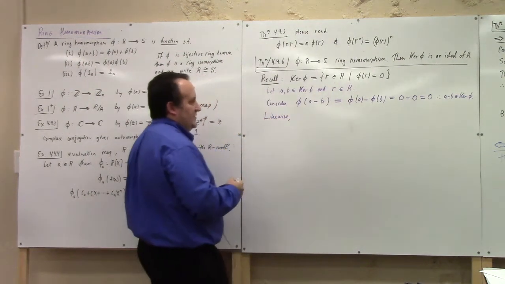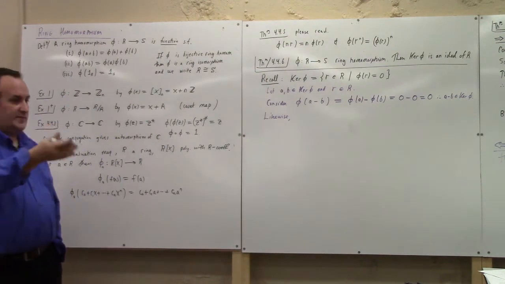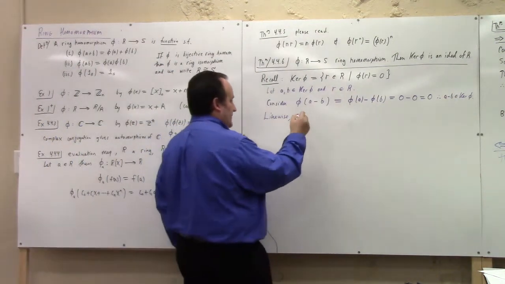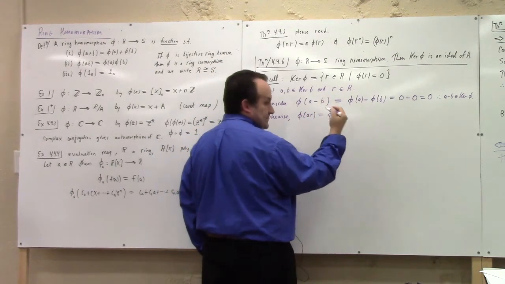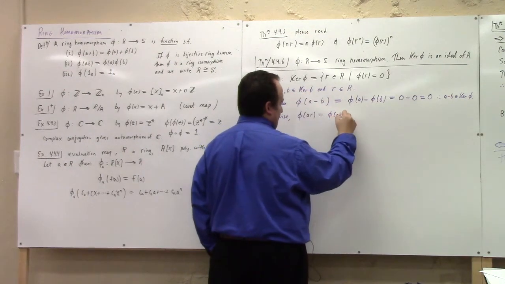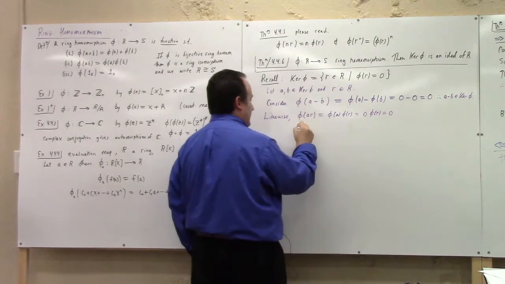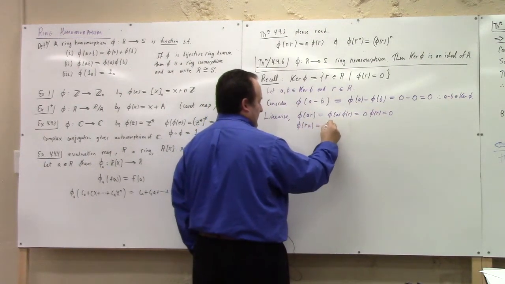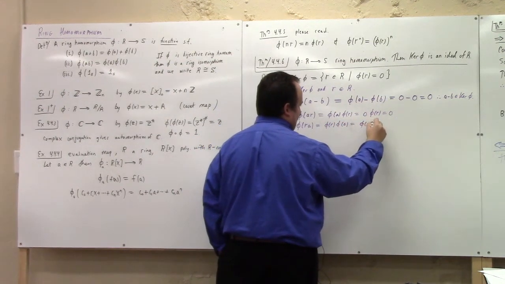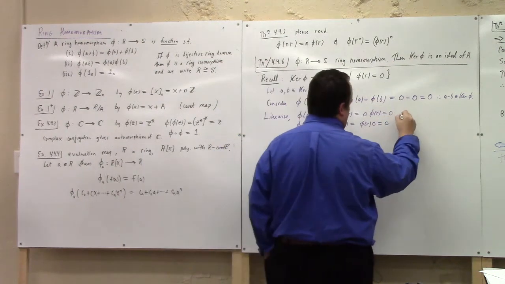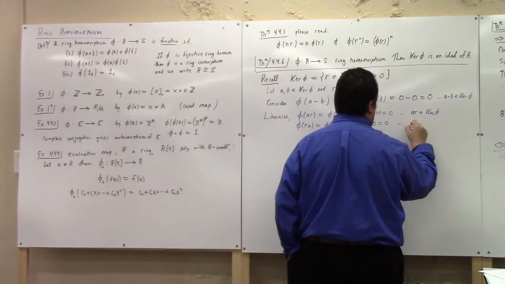To get into the kernel, you have to map to 0 under phi. That's the definition of kernel. So what about phi of AR? Well, phi A times phi R, which is 0 times phi R, which is 0. And likewise, phi of RA is phi R times phi A, which is phi R times 0, which is 0. So therefore, AR is in the kernel, and RA is in the kernel.